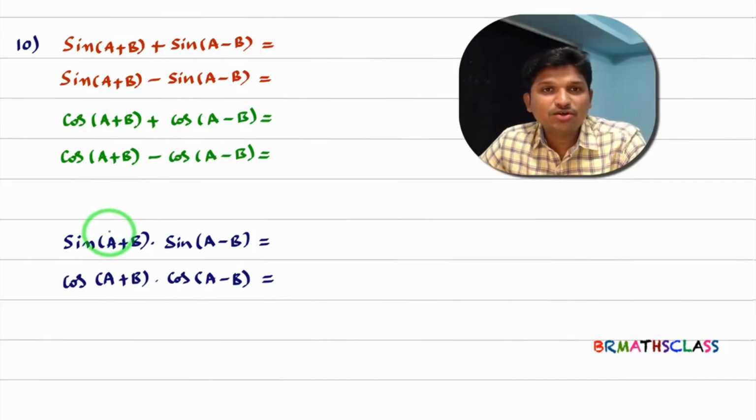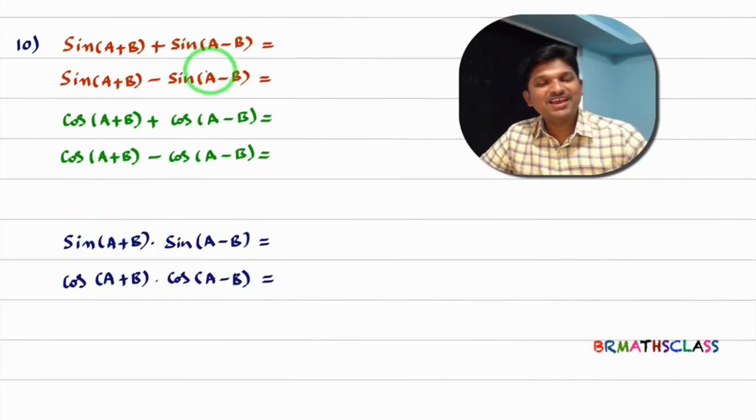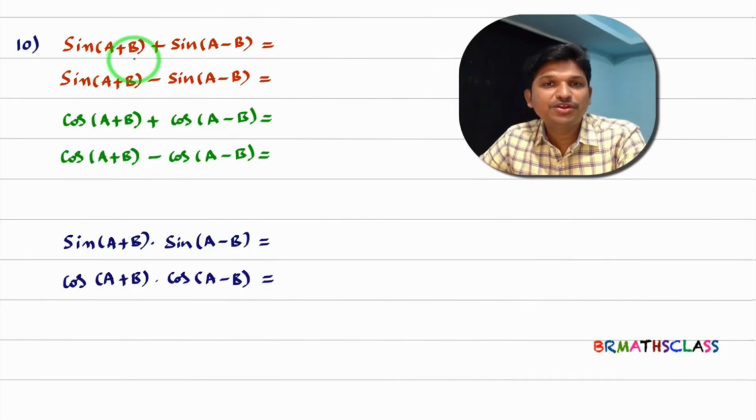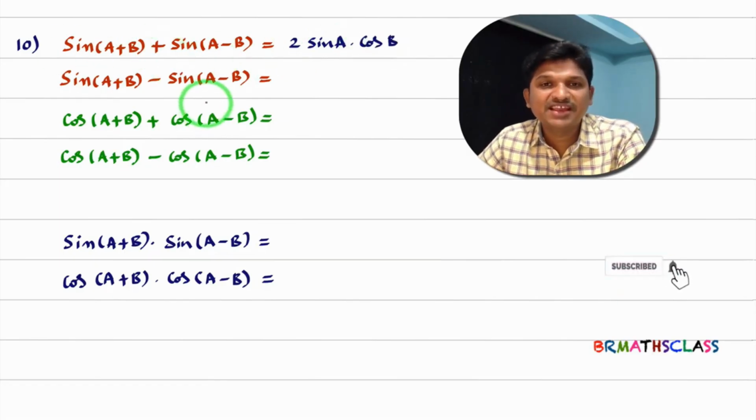This is the 10th set of trigonometry formulas. See, sin A plus B plus sin A minus B. You know the formula of sin A plus B and sin A minus B. If you add both, what will you get? You will get 2 sin A cos B. This formula we use very frequently. Sin A plus B plus sin A minus B is 2 sin A cos B.